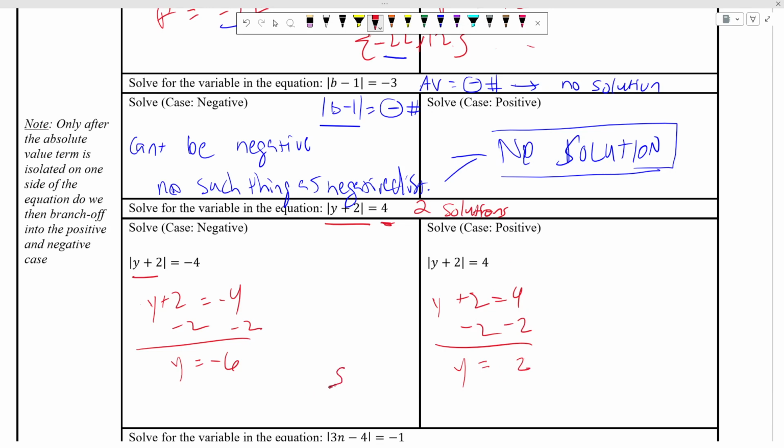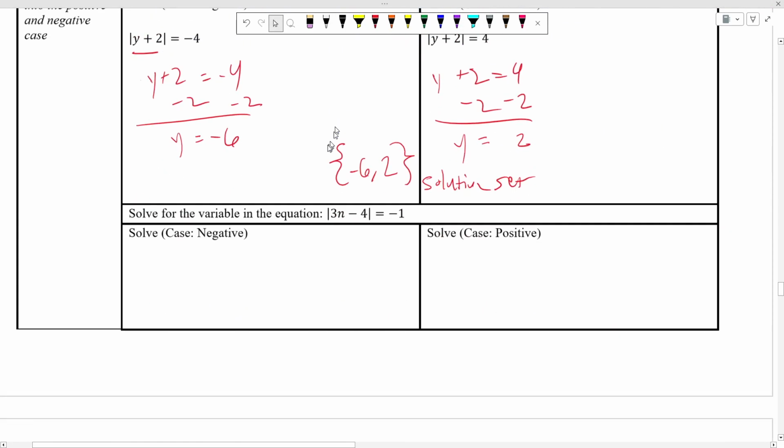So your solution set should look like this. Smallest number goes first, and it goes in order, and then you get the bigger number: -6, 2, just like that. That is the solution set. All right, let's try another one.